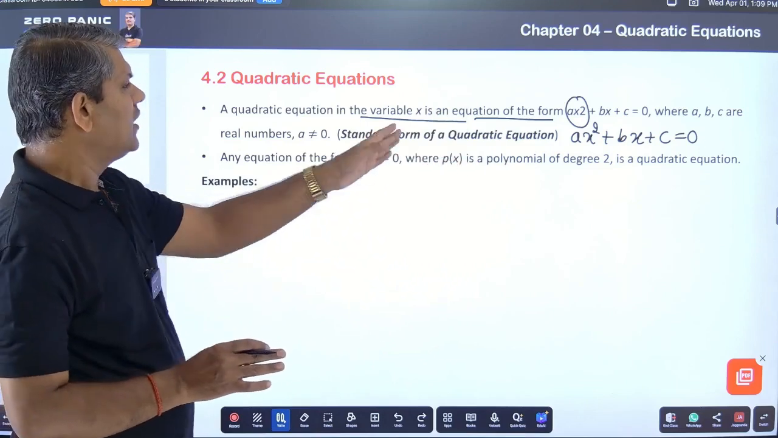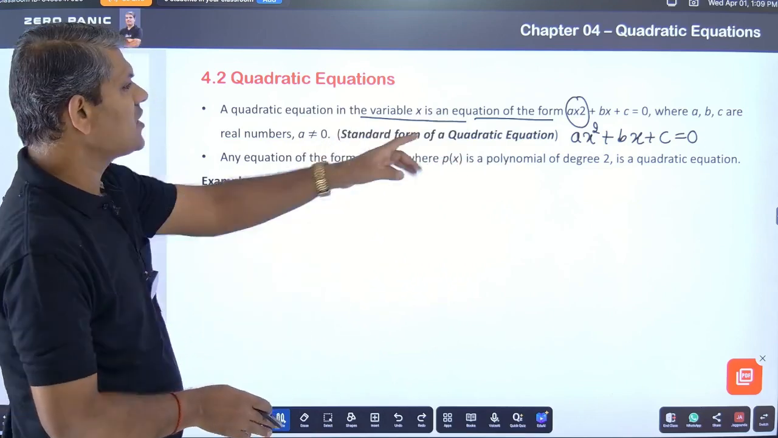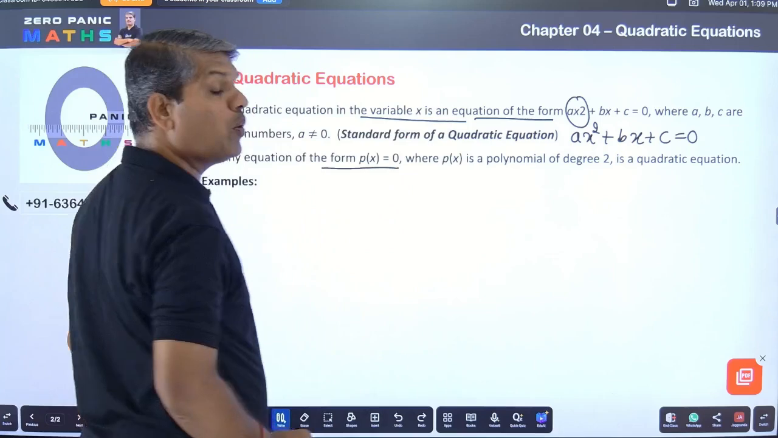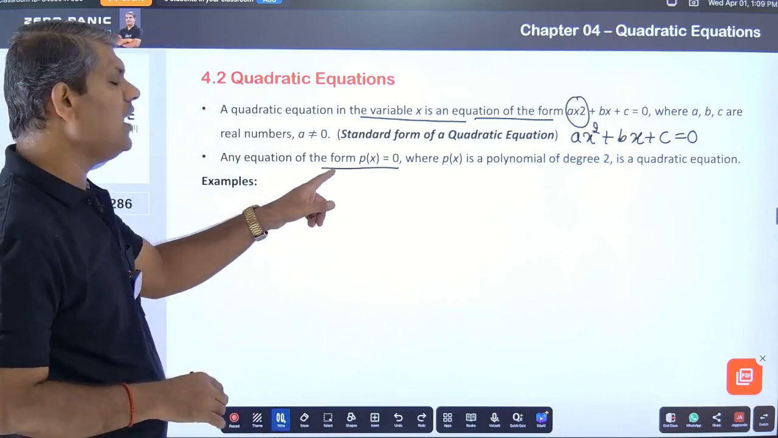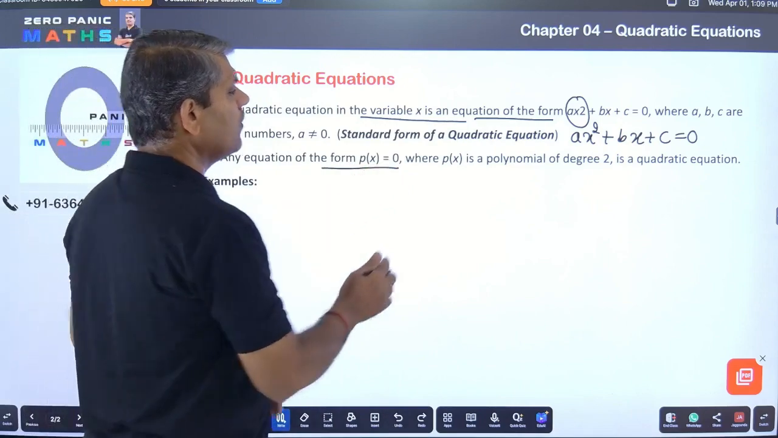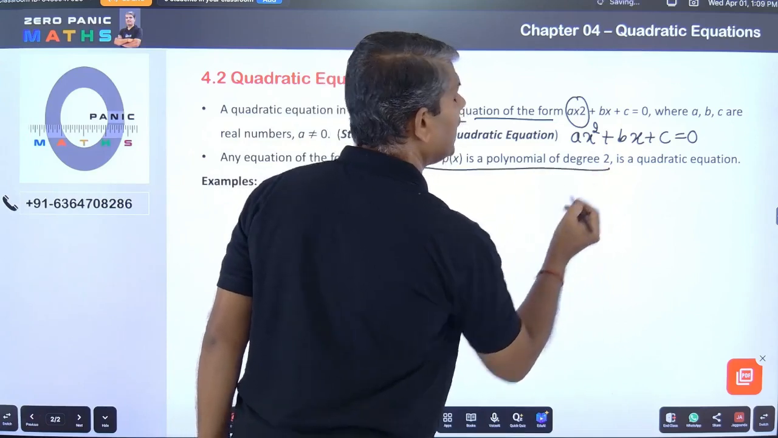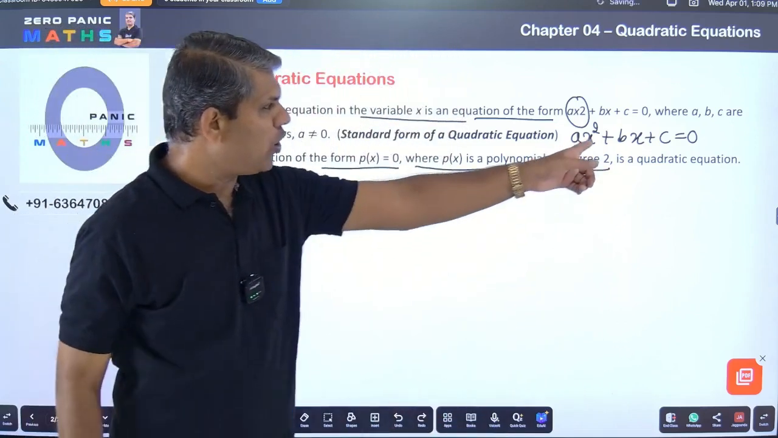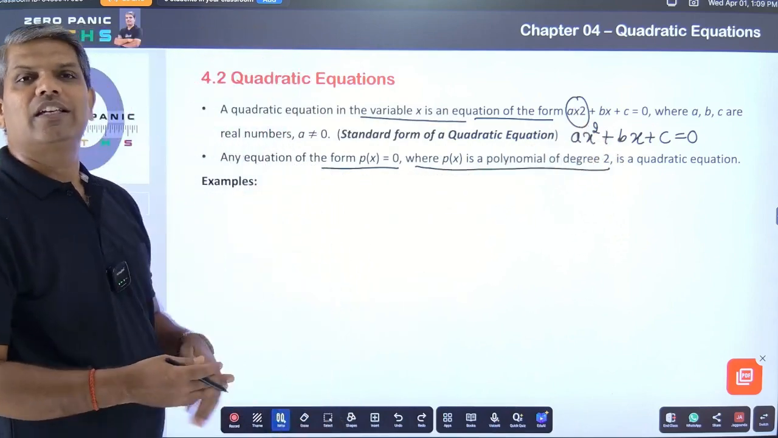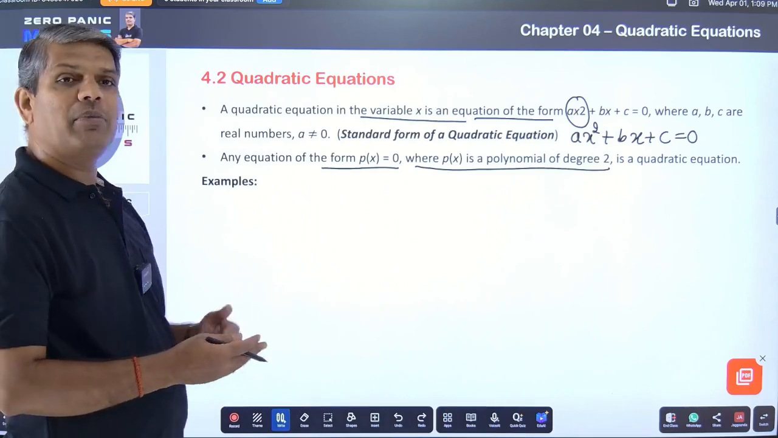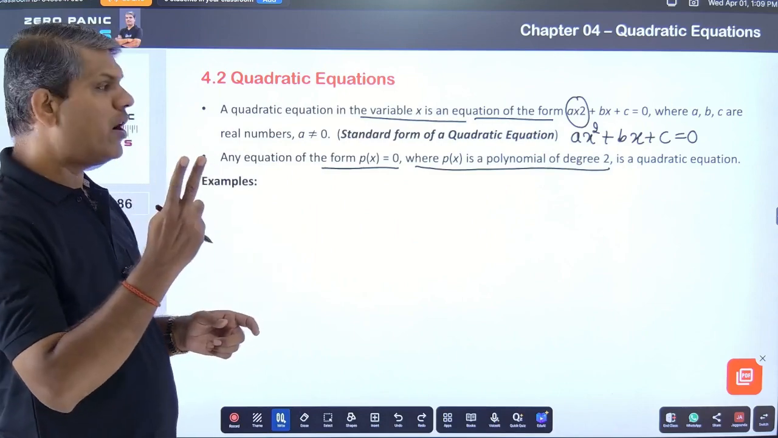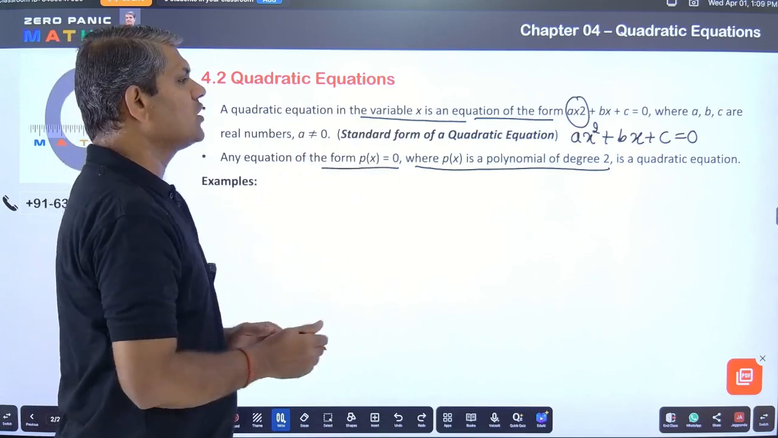If you equate that, it will become a quadratic equation. That is the standard form. Any equation of the form p of x is equal to 0, where p of x is a polynomial of degree 2. It should be a polynomial, but it should be of degree 2. That's when it is called a quadratic. Quadratic means, the word quadrate means square or of the power 2. Okay, it is a quadratic equation.